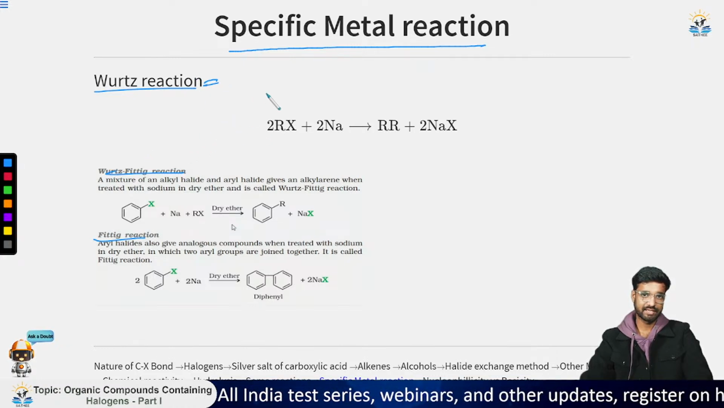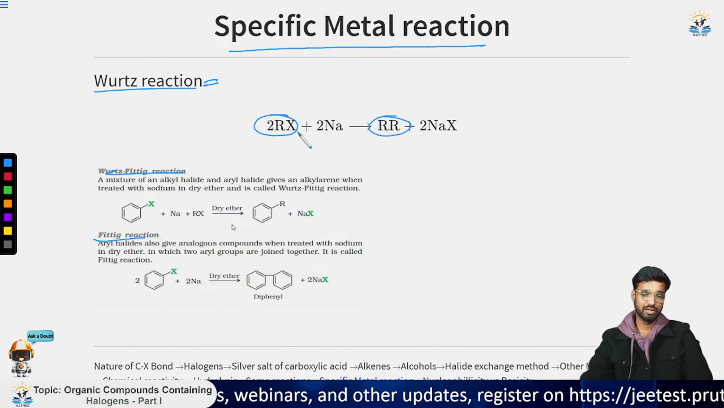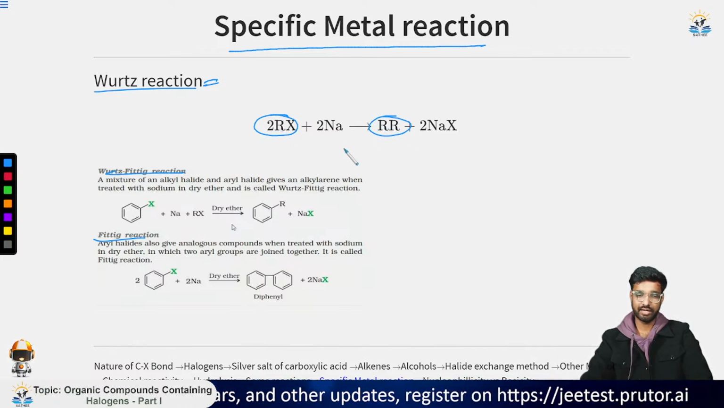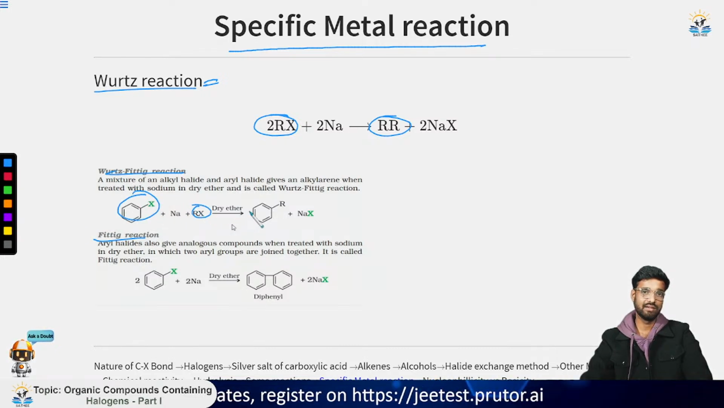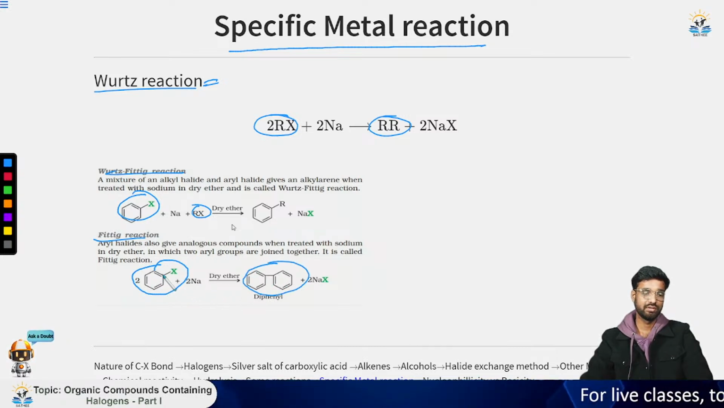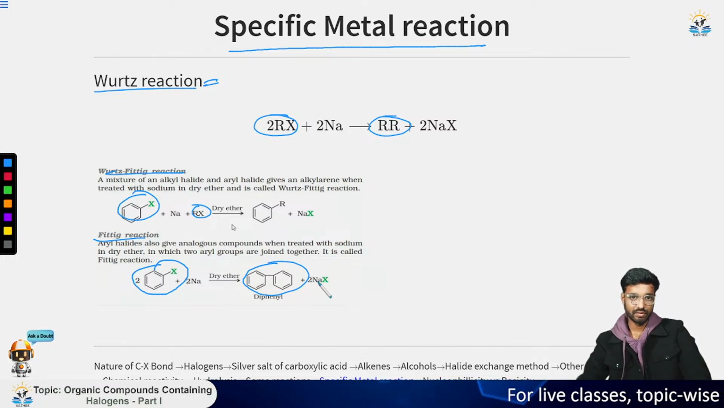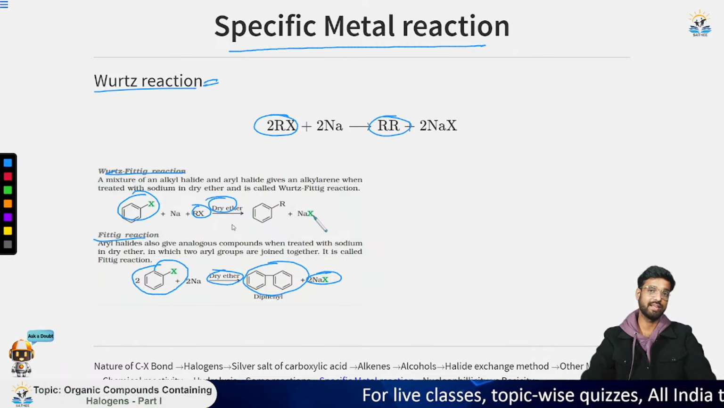The first one is Wurtz reaction. We take 2 moles of alkyl halide, and we get these two connected. Second case, we take one aryl halide and one alkyl halide. Now this R will get added to this aryl halide, which is called Wurtz-Fittig reaction. The third one is Fittig reaction. We take both moles as aryl halide, then we will get diphenyl in case we are using benzyl halide, plus 2NaX. All of these reactions take place in the presence of ether.